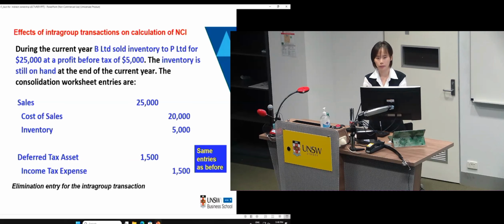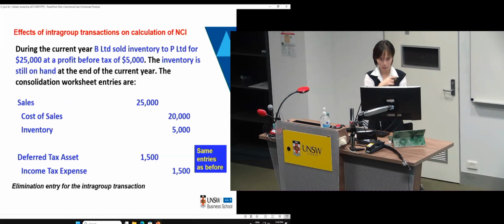Now why DTA? You look at this adjustment, credit inventory. When the inventory was acquired by the parent, P Limited, what is the tax base of this inventory for this legal entity, P Limited? 25,000. And the carrying amount of cost before adjustment is also 25,000. There's no temporary difference. But this 25,000 from the group viewpoint is overstated, and that's why in your worksheet you need to reduce the carrying amount by 5,000. Now this creates a temporary difference. Because the carrying amount after the adjustment is lower than the tax base, the difference is a deductible temporary difference, and that deductible temporary difference leads to the recognition of the deferred tax asset.